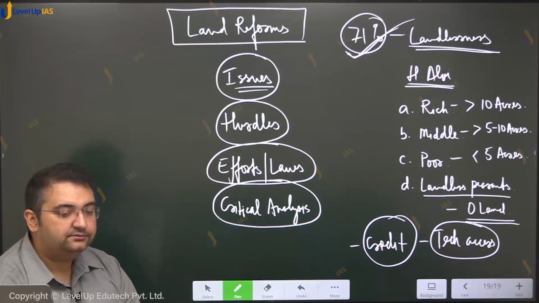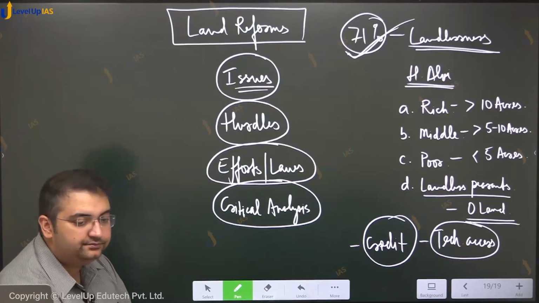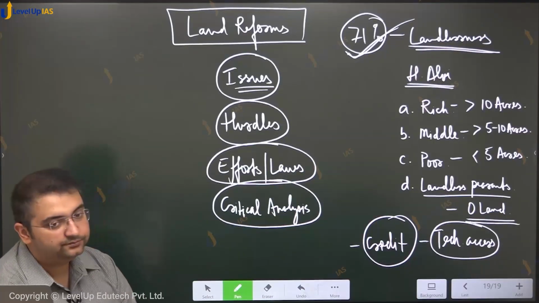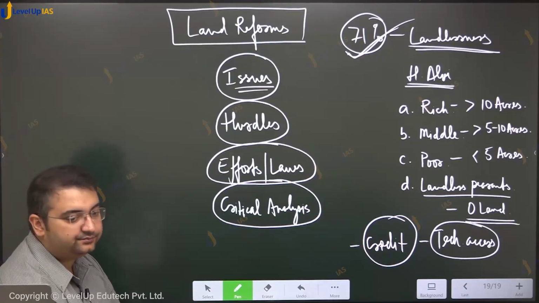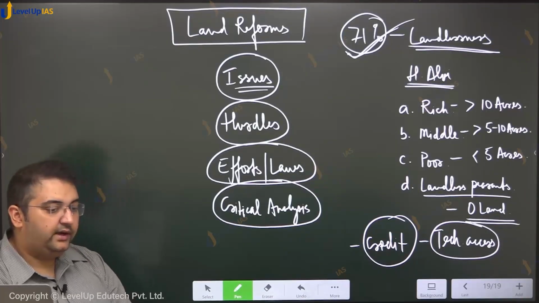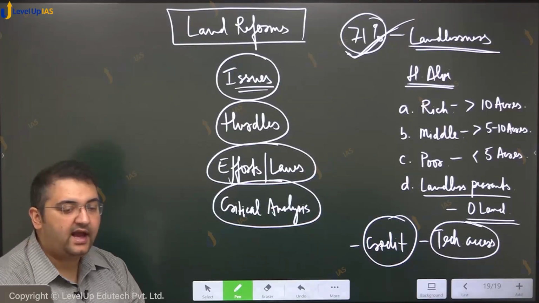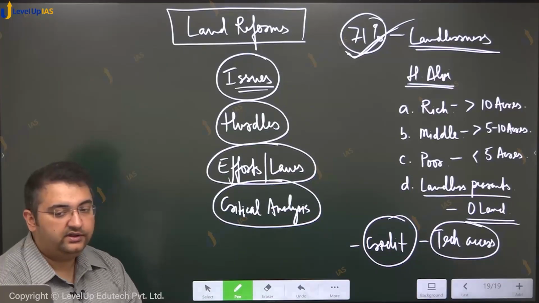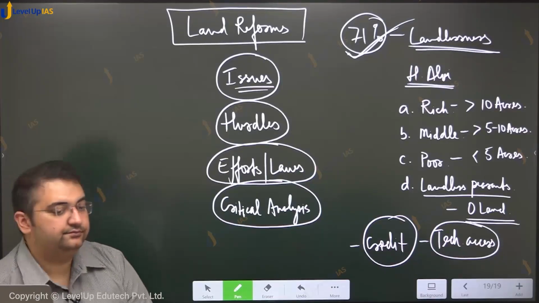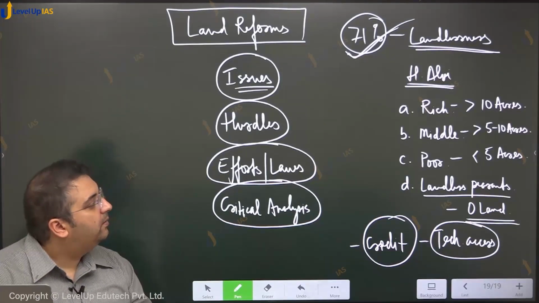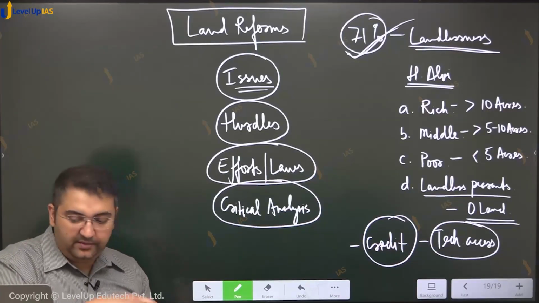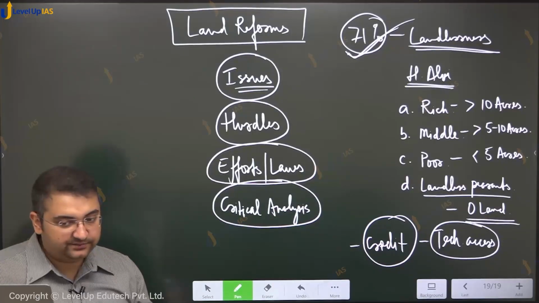They depended upon hired labor during the sowing and harvest season. C. Poor farmers owning between 2 and 5 acres.